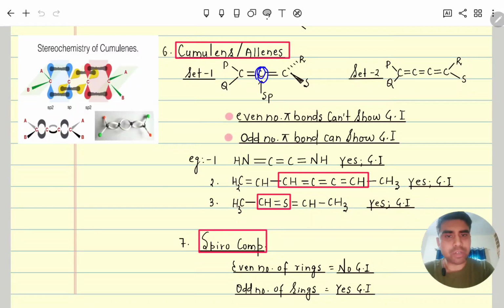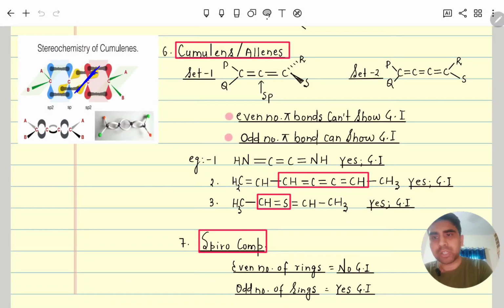So now this carbon's Py is already utilized, so it will have either Px or Pz. It means this R and S will be perpendicular, so it will not show GI. Whenever an even number of pi bond system is there, it cannot show GI, but an odd number can show GI.